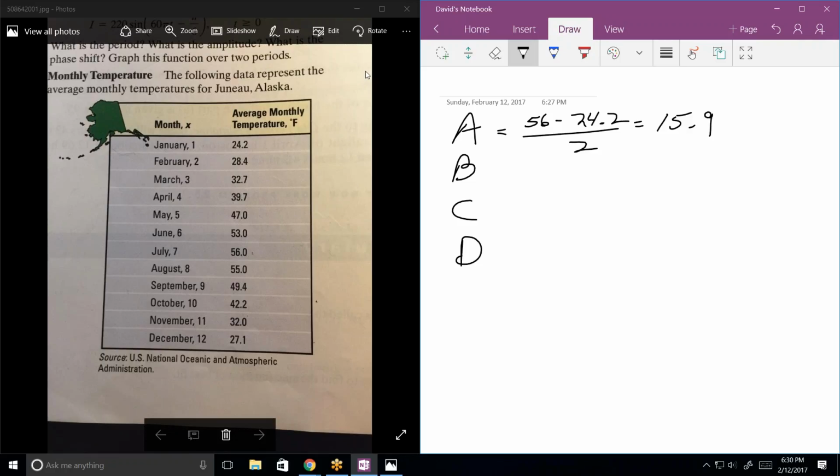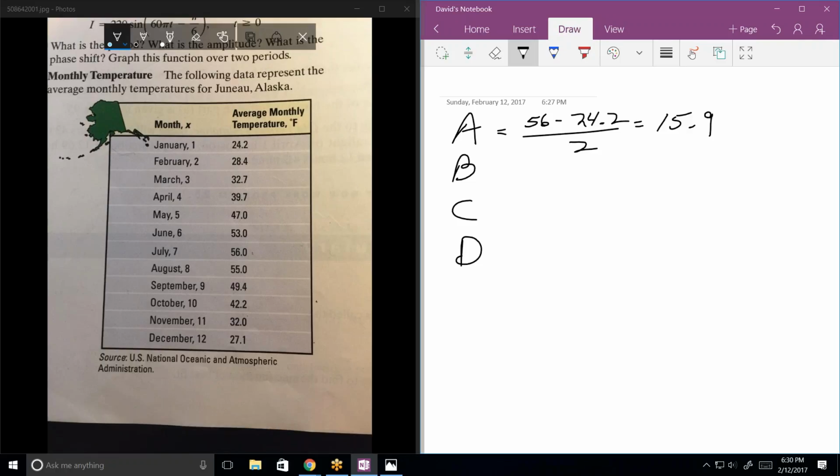B. B has to do with the period. We know that for a sine function or cosine, B is 2 pi over the period. What's the period here? Is it 12? Yeah, it is. 12 months. So that would be 2 pi over 12. So B is pi over 6.